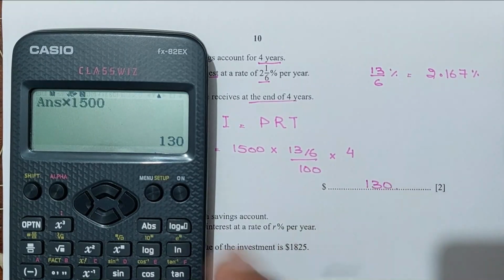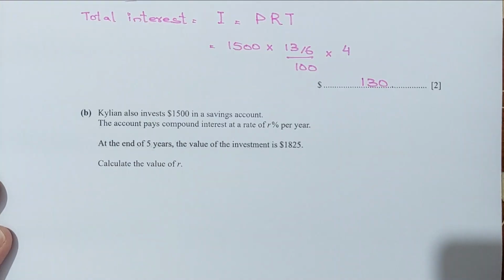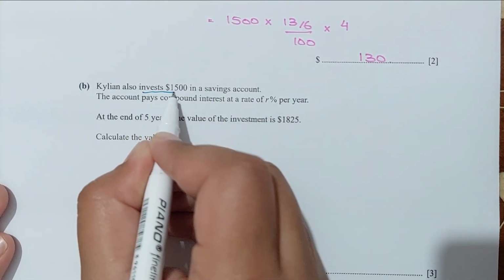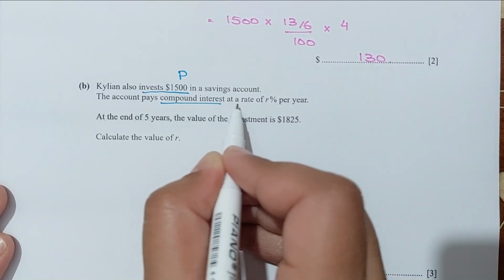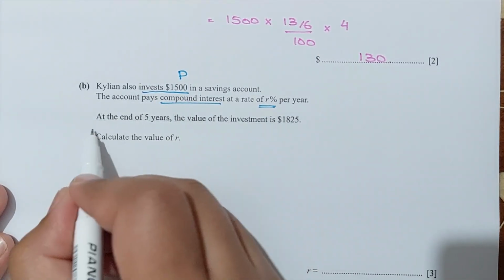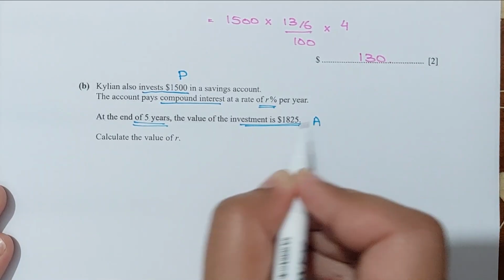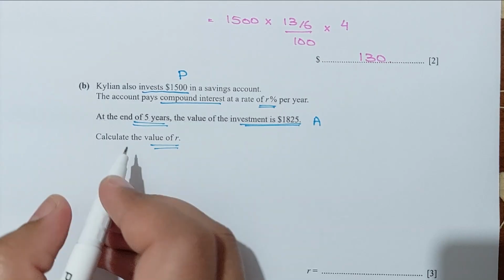$130 is the interest earned after 4 years, at the end of 4 years. Part B, Kalian also invest 1,500 in a saving account. That is an investment, the P value. The account pays a compound interest at a rate of R% per year. At the end of 5 years, the value of investment, A value, is 1,825. Calculate the value of R.